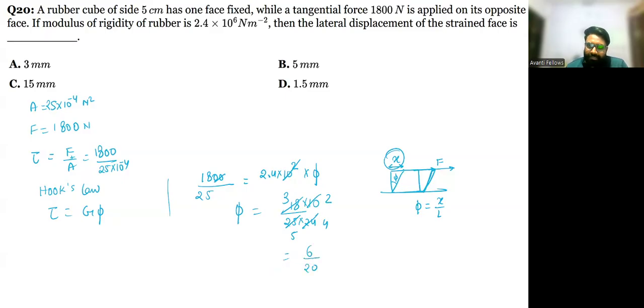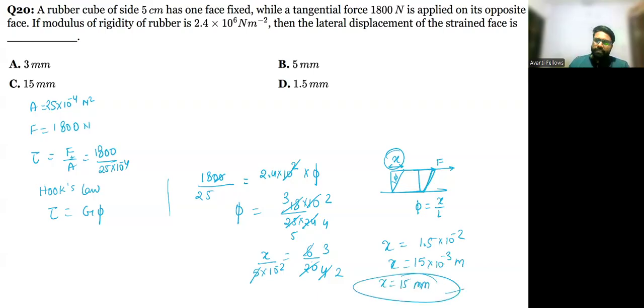Now phi is nothing but x upon L. L is nothing but 5 into 10 raised to the power minus 2 meter. When you multiply it, it will become 5 4 2 3. X will become 1.5 into 10 raised to the power minus 2 meter. We can say it as 15 into 10 raised to the power minus 3. There is no problem in that. So it will become 15 mm, because 1 into 10 raised to the power minus 3 meter is 1 mm. Option C is the correct answer.